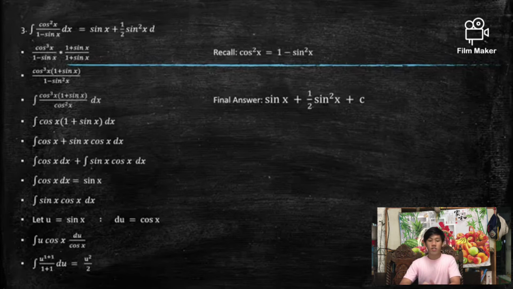To integrate sin x multiplied by cos x dx, we need to use u substitution. We let u equal sin x and find the derivative of sin x, which is cos x. Then let's substitute to get the integral of u cos x du over cos x. Using the power formula, the integral of u raised to 1 is u raised to 1 plus 1 over 1 plus 1 du, which equals u squared over 2. So our final answer is sin x plus 1/2 multiplied by sin squared x plus c.